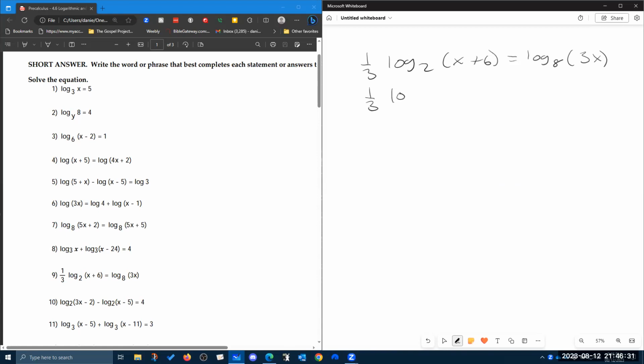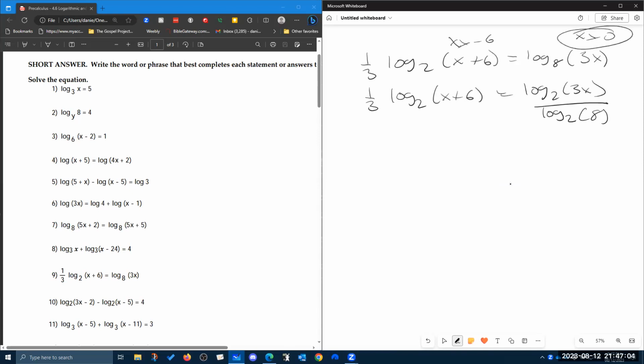1/3 log base 2 of (x plus 6) equals log base 2 of 3x over log base 2 of 8, like that. And so this is going to be x greater than negative 6, x greater than 0, x greater than 0 is my domain.